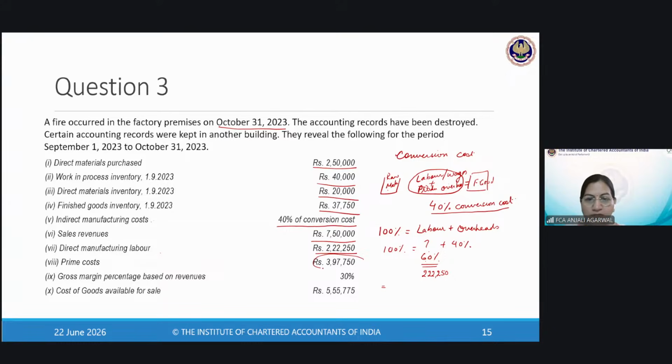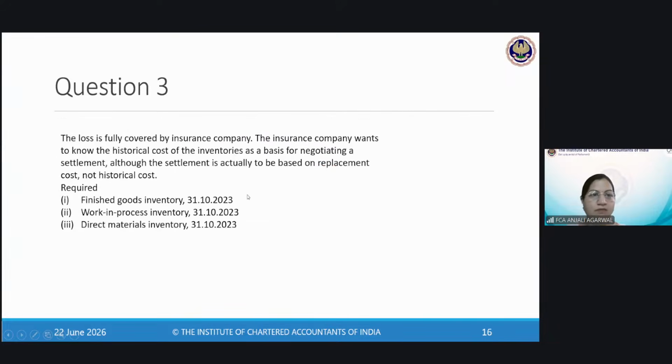Prime cost is also mentioned here. Okay, and gross margin is also mentioned here, 30% of the revenue. And cost of goods available for sale is 555,775. So this is another piece of information which will tell you what your total costs are, and we calculate backwards with whatever information we have.